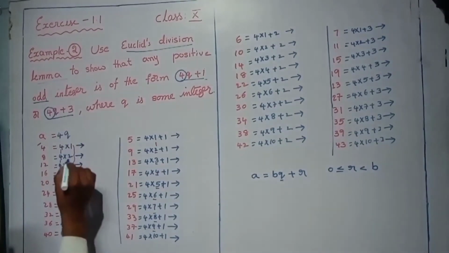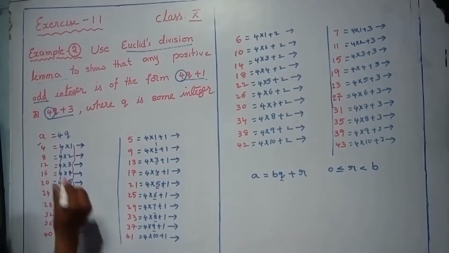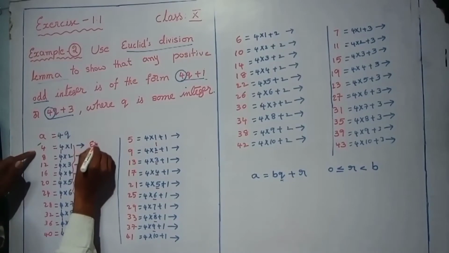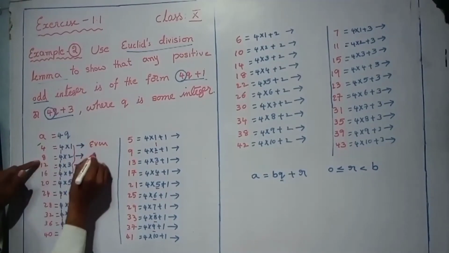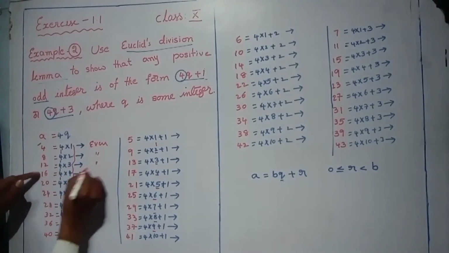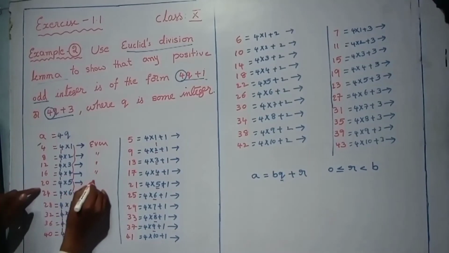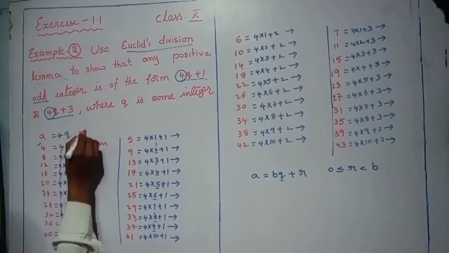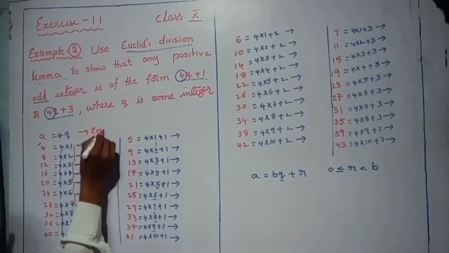So overall, what do you say here? Is 4 even or odd? We should call it even. What do you call 8? 8 is even. 12 is even. 16 is even. 20 even. 24 even. 28 even. 32 even. 36 even, and 40 even. So if these are all even, what do you call 4q? 4q is also even.